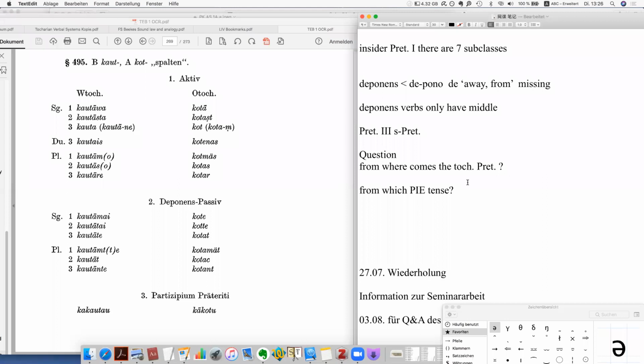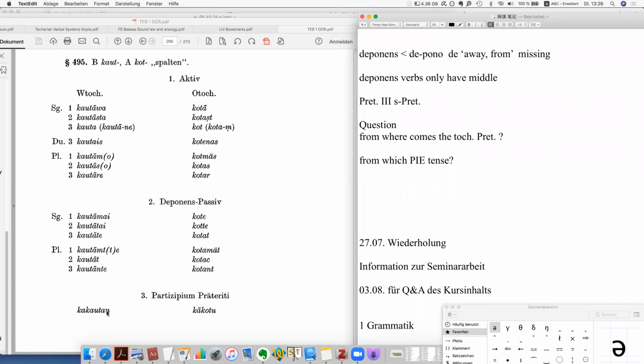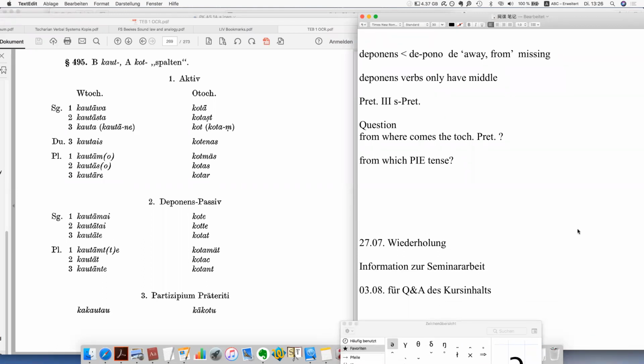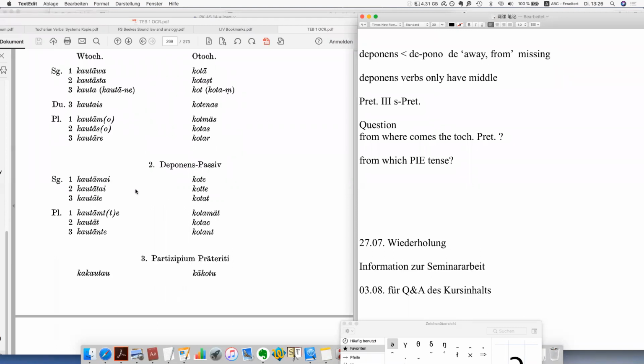Let everyone guess: from which Proto-Indo-European tense might this preterite come? I think this question shouldn't be difficult. Everyone should be able to guess, or rather, everyone should know, right? Yes, it comes from aorist and perfect. So both, aorist and perfect. But basically, the preterite participle comes from the perfect, and the finite forms, it's a mixture. It's really mixed. But we'll explain later.